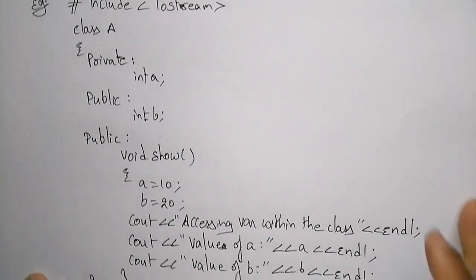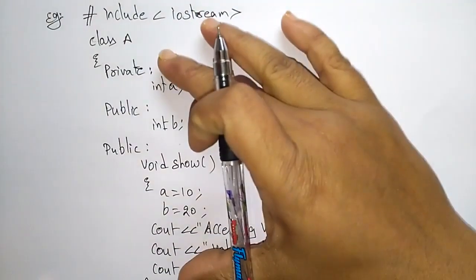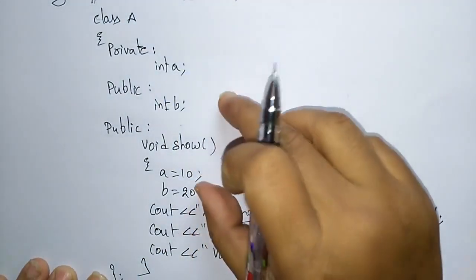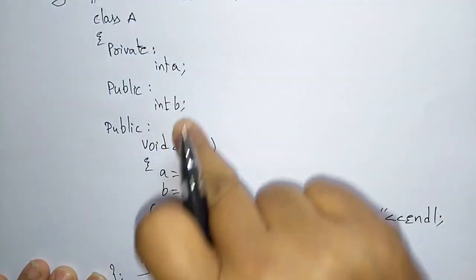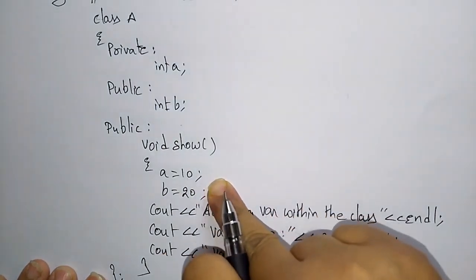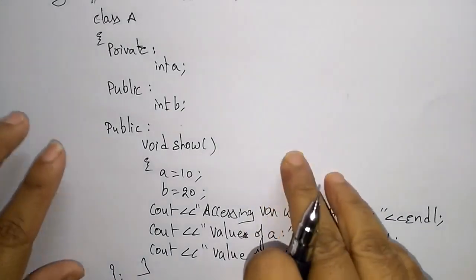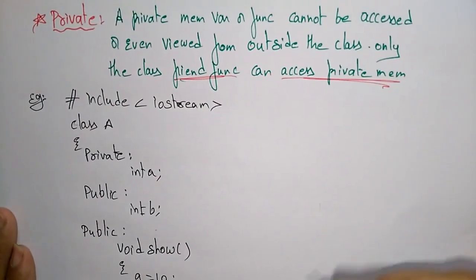Close the class. So what I have written here is the complete class program. Within the class, I declared one variable as private and one variable as public. I have given the values 10 and 20, and I am printing the values also, within the class. Now coming to the main program.